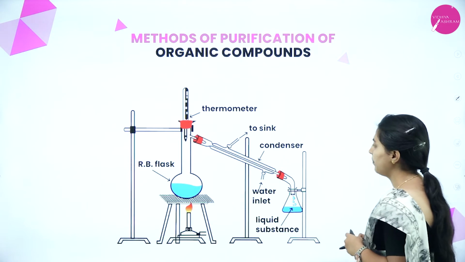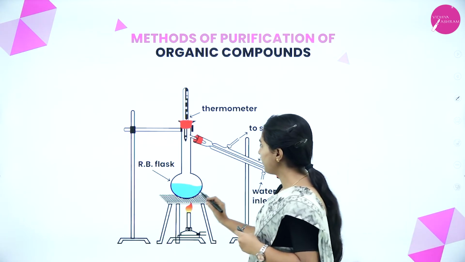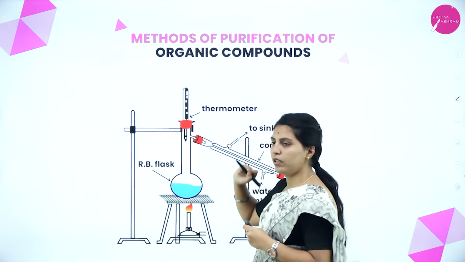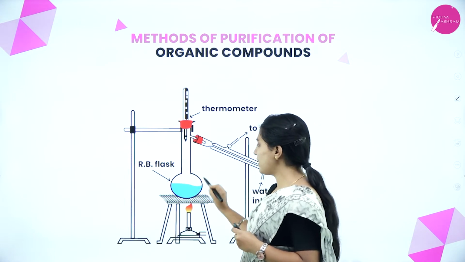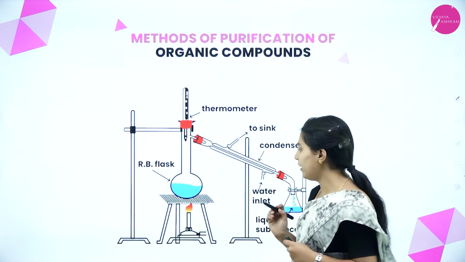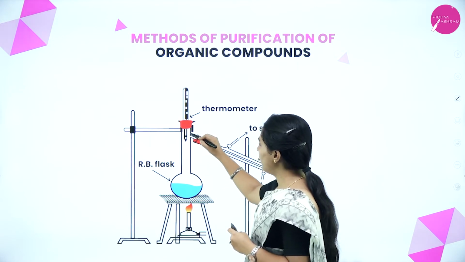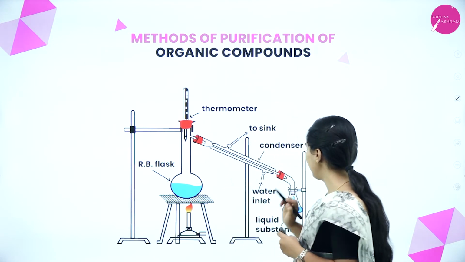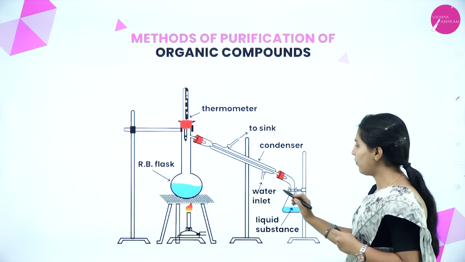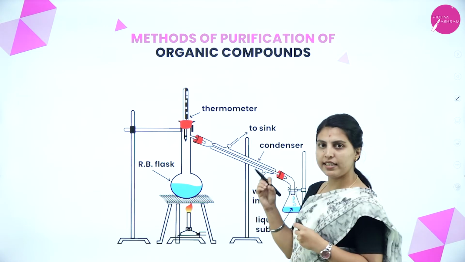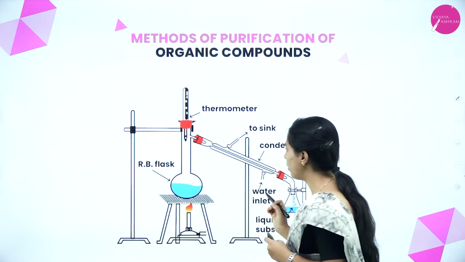Okay. Mixture, example, chloroform and aniline, and ether and toluene. See this picture. Here the mixture is there and the thermometer. This is what we call a round bottom flask or RB flask. And after giving the heat, the liquid substance starts moving to the receiver. Here the water inlet is there, or to the sink also we will give, the impurities will go out.